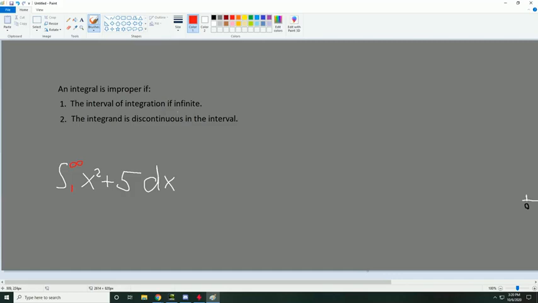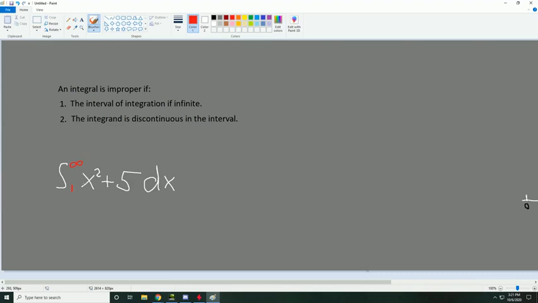In this video, we're going to talk about improper integrals, and we're going to answer the question of how to tell when an integral is improper or not. There are two ways we can determine this. We can determine if an integral is improper if the interval of integration is infinite, or if the integrand is discontinuous in the interval.